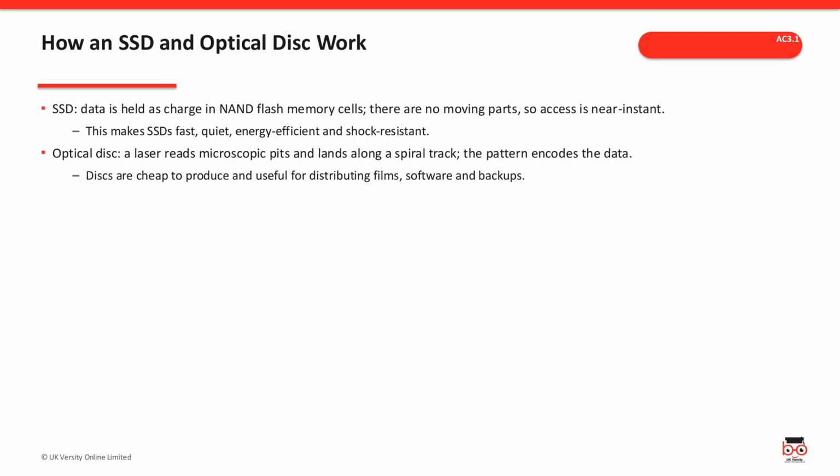Now the SSD and the optical disc, which work in completely different ways. An SSD stores data as trapped electrical charge in NAND flash cells with nothing moving, so access is very nearly instant, and that makes it fast, quiet, energy efficient, and shock resistant. An optical disc, on the other hand, has a laser reading microscopic pits and lands along a spiral track, where the pattern encodes the data. Discs are cheap to produce, which is why they've long been used for films, software, and backups.